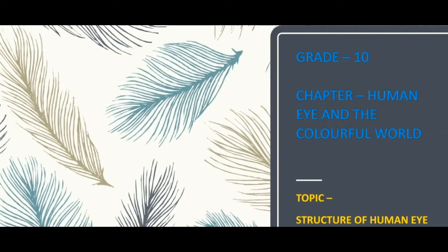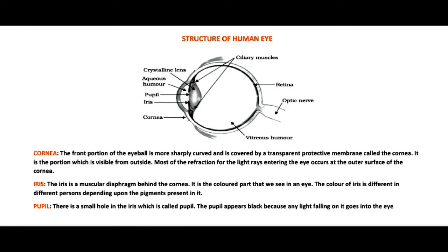Hello students, today we are going to start a new chapter of physics of grade 10, that is human eye and the colorful world. Today's topic is the structure of human eye. Now let us discuss the first concept of chapter human eye and the colorful world, that is structure of human eye. In this concept we are going to discuss the different parts of human eye and their functioning.